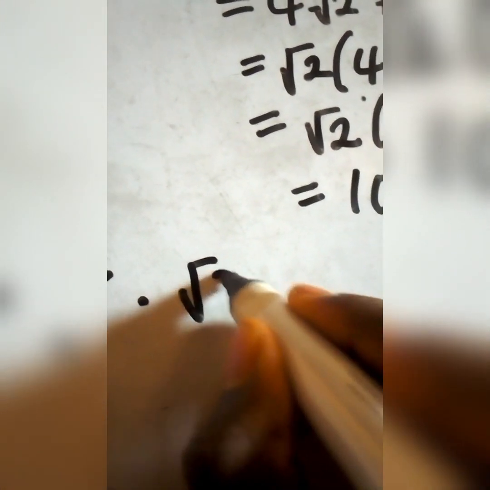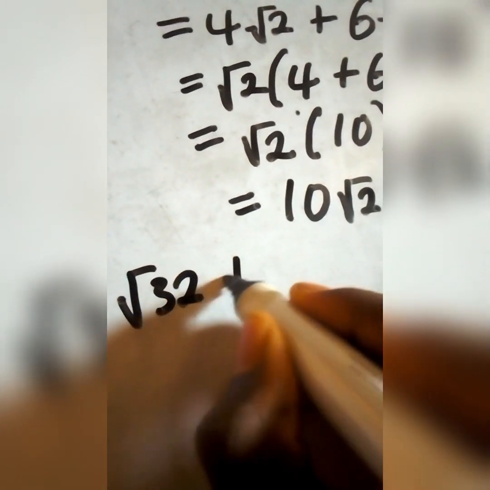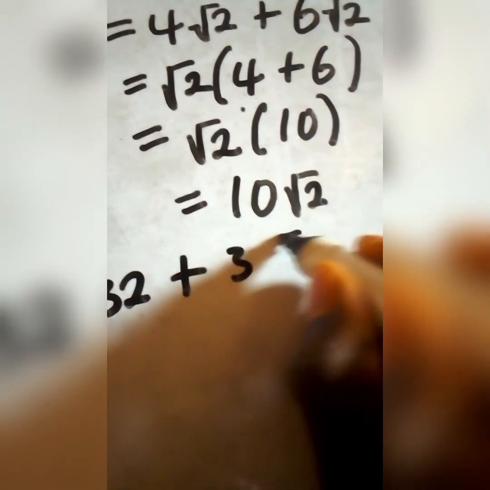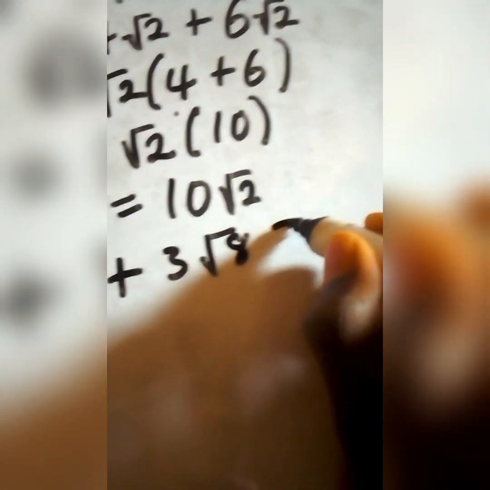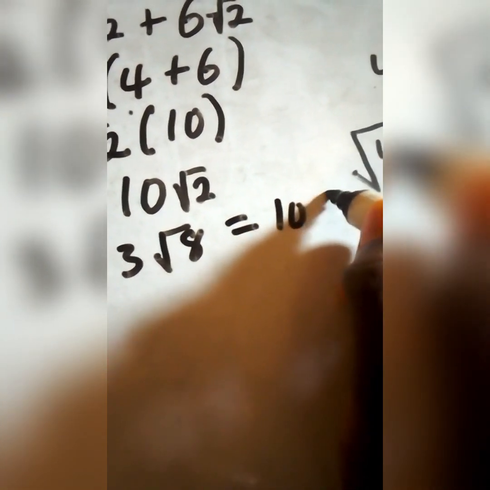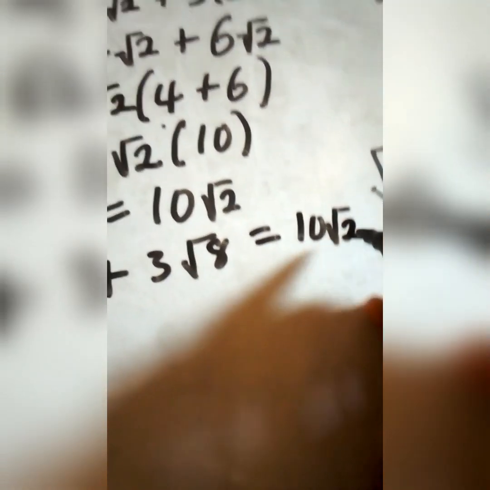Hope you understand. So with that now, we will say therefore root 32 plus 3 root 8 is equal to 10 root 2. Hope you understand.